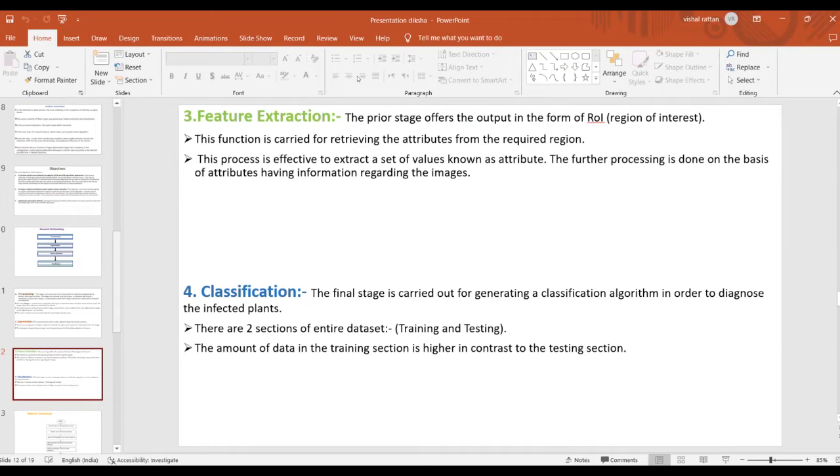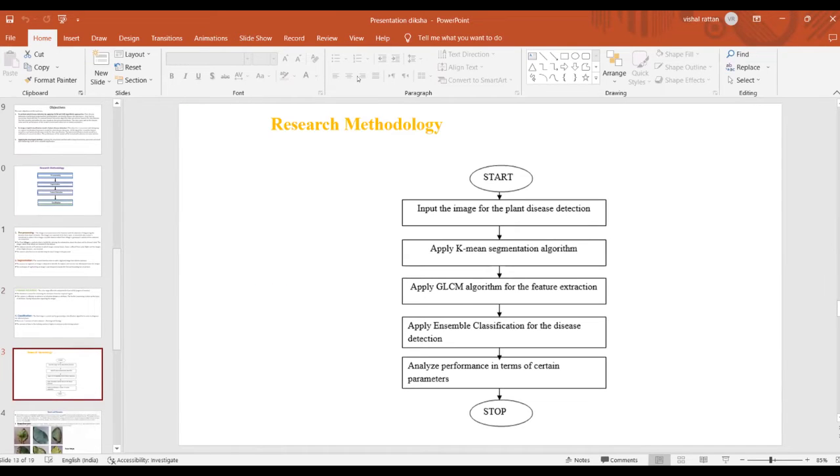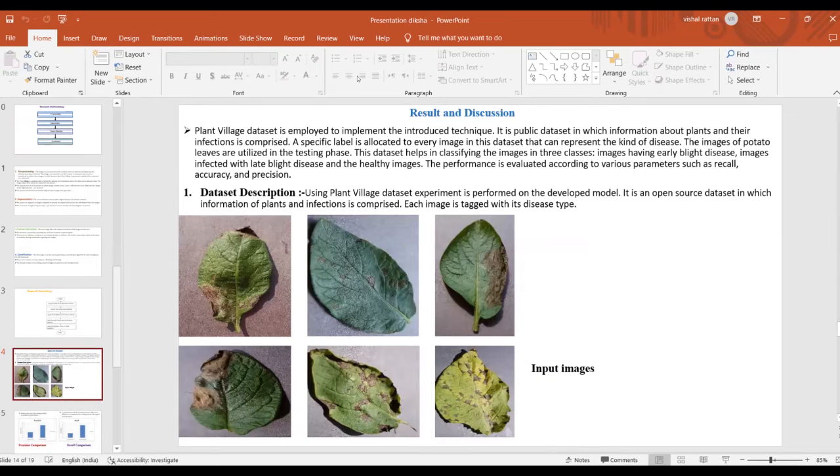In the testing section, a single image will be taken as input and features will be extracted and saved in the database. The voting classification method is applied for the disease prediction. And the performance analysis is done in terms of precision, recall, and accuracy. Then we have this research methodology. Then we have the results and discussion.